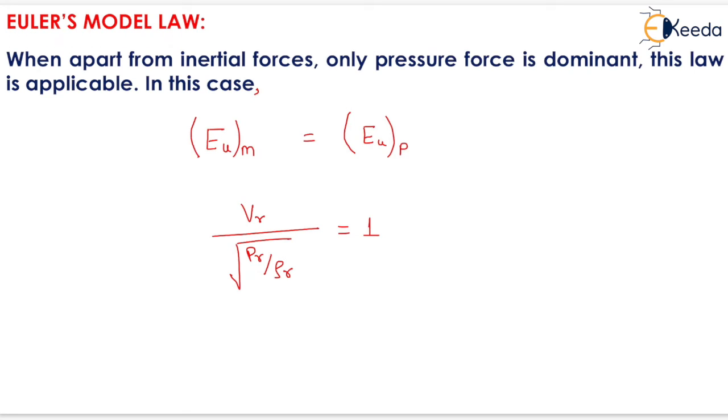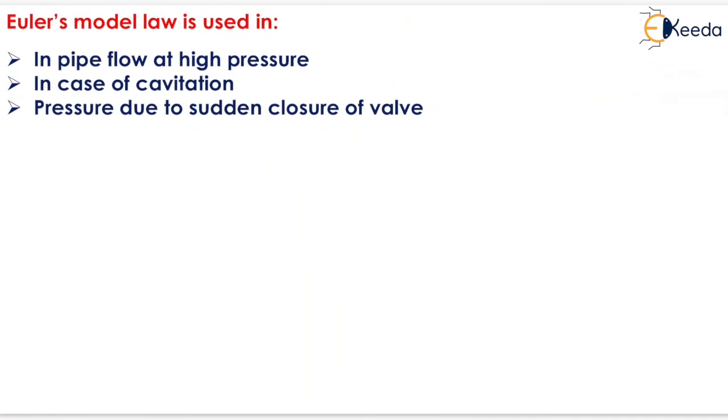Now next one will be Euler's Model Law. When, apart from inertia forces, only pressure forces are dominant, this law is applicable. In this case, Euler's number of model will be equal to Euler's number of prototype. Therefore, Vr upon under root of Pr upon rho r will be equal to 1. Now, Euler's model law is used in case of pipe flow at high pressure, in case of cavitation, and for pressure due to sudden closure of valve.